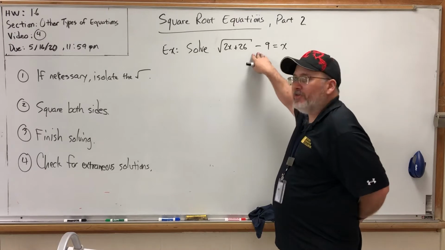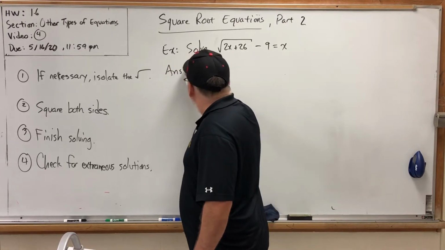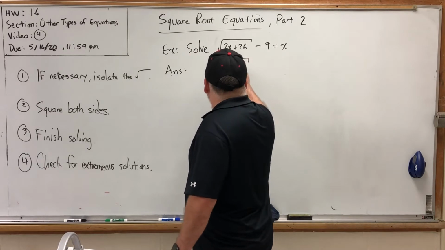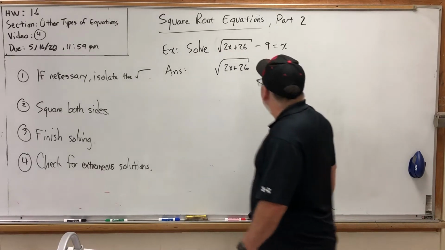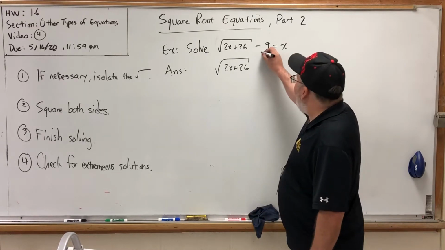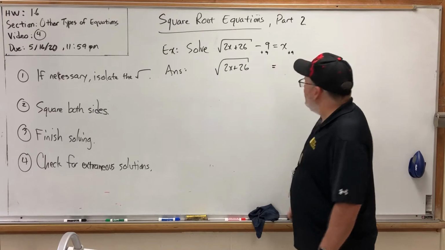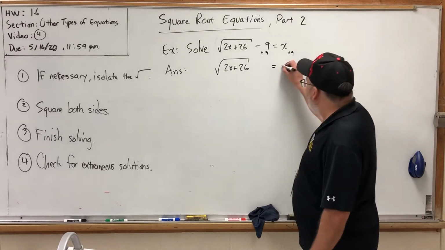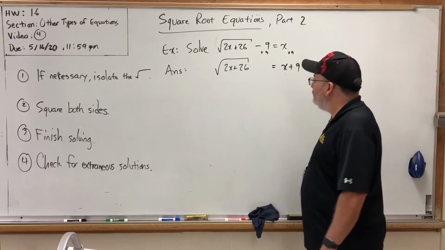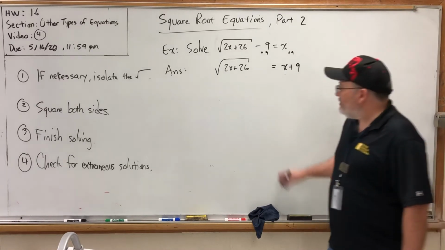By getting rid of the thing that's preventing it from being by itself. We need to get rid of the minus 9. So what should we do to the minus 9 to make it disappear? Well, since it's subtracted, we could add it to both sides. If I add 9 to the left, the 9's will cancel. If I add 9 to the right, there's no like term to combine it with, so I can only write x plus 9. And now the square root is isolated, and now we can square both sides.